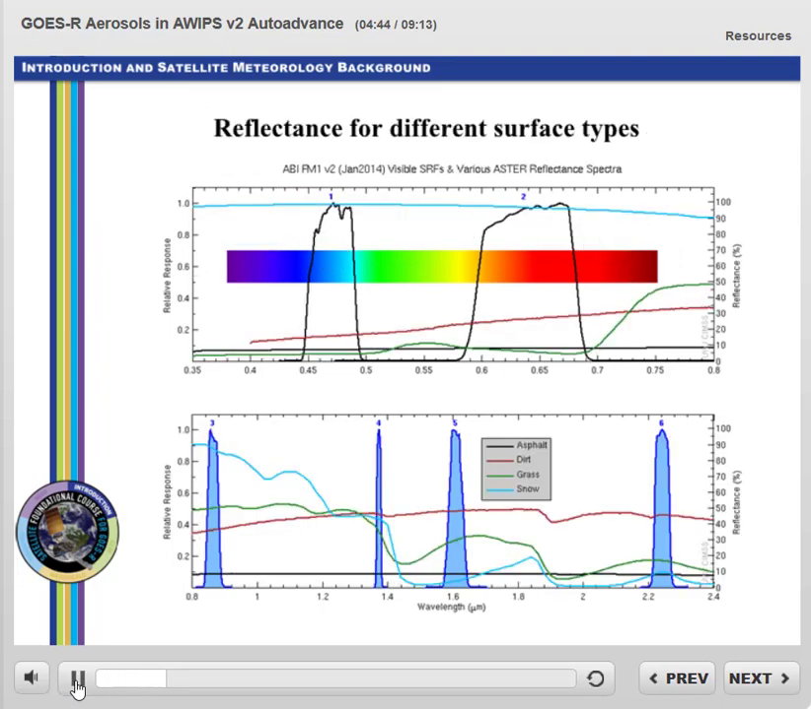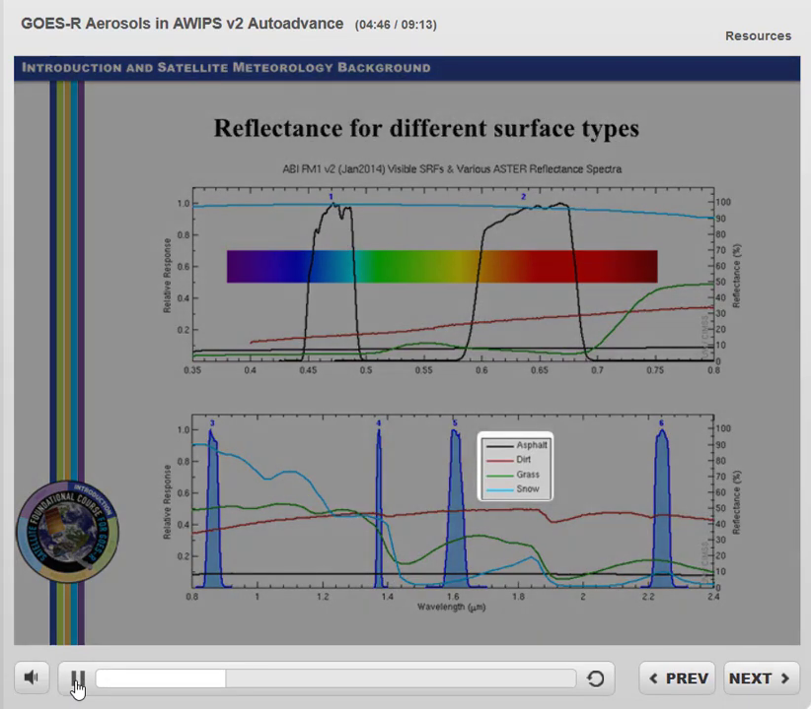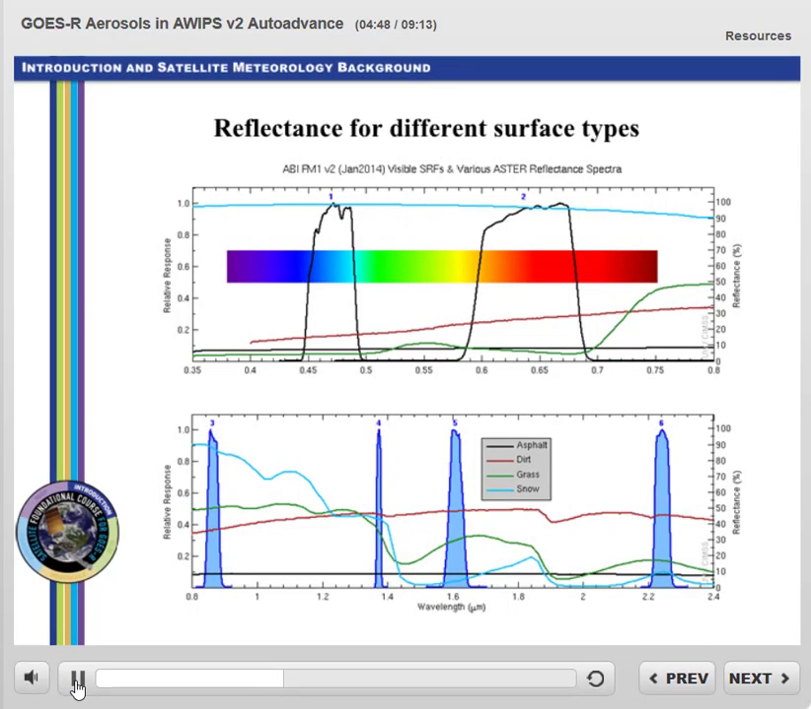Reflectance changes as a function of both wavelength and surface type, and that complicates aerosol detection over land. Are reflectance differences being driven by surface type, or by the presence of aerosols? Aerosol detection over water is more straightforward.